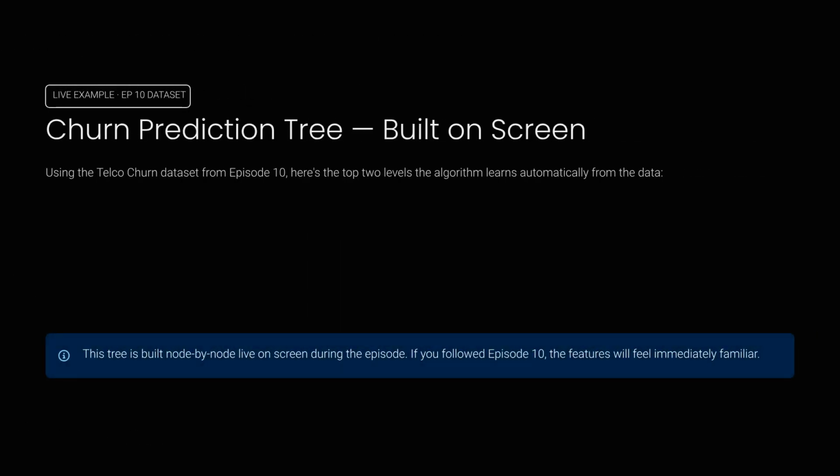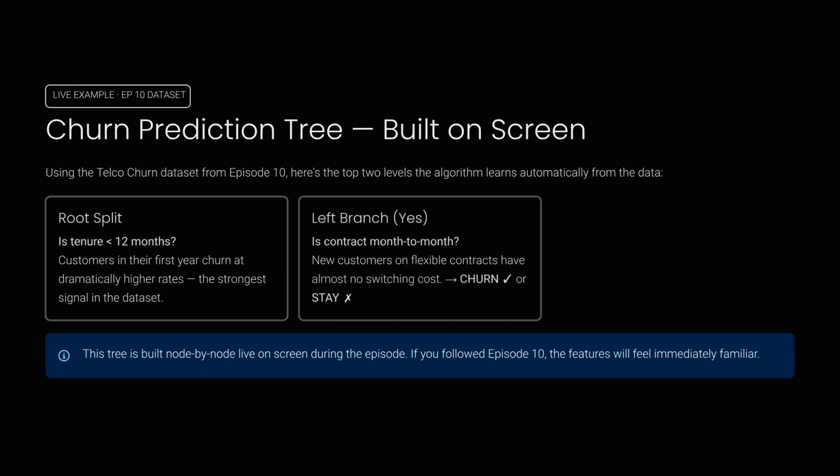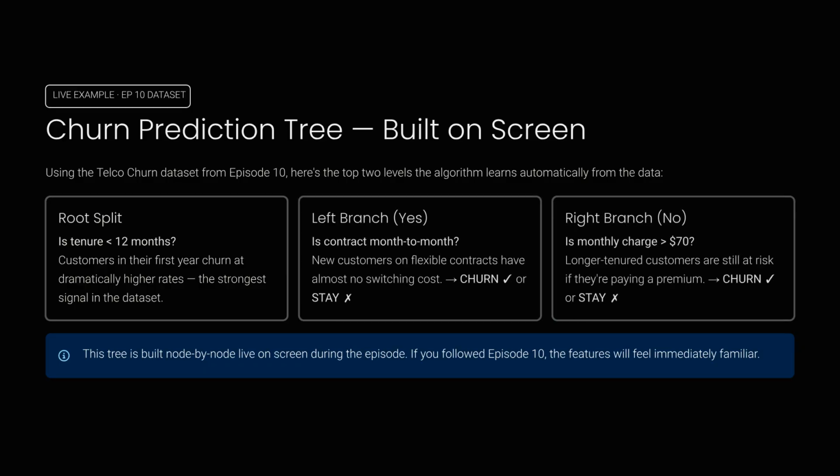Using the Telco Churn dataset, the root split asks if tenure is less than 12 months. This is the strongest signal for churn. The left branch asks about month-to-month contracts. The right branch asks about monthly charges greater than $70.